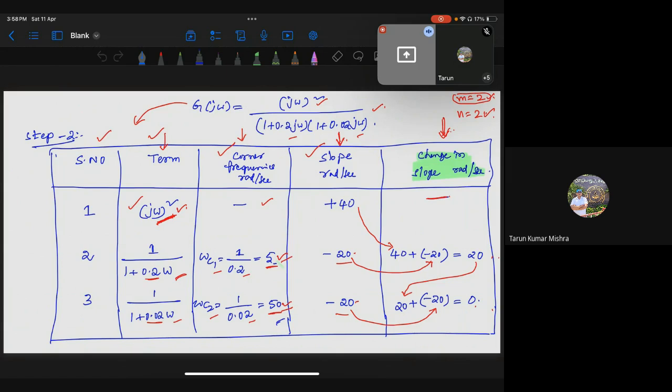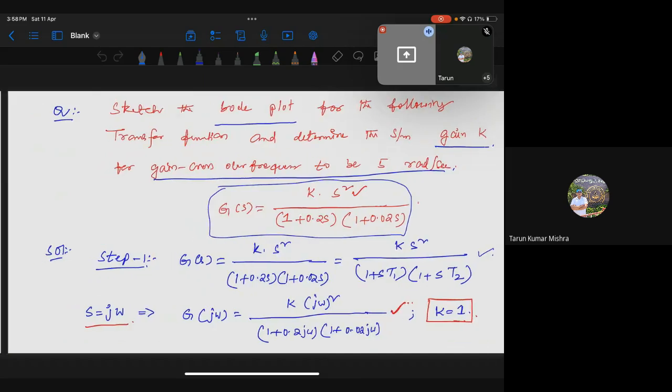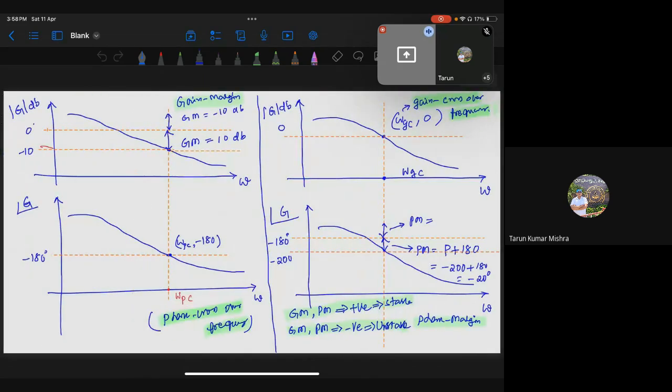Now I'm assuming that you know how to draw both the magnitude plot and phase plot of the Bode plot. Now I'll explain clearly what gain margin and phase margin are, and how to calculate them from these plots. Now you could see this, I call this the left and this the right.